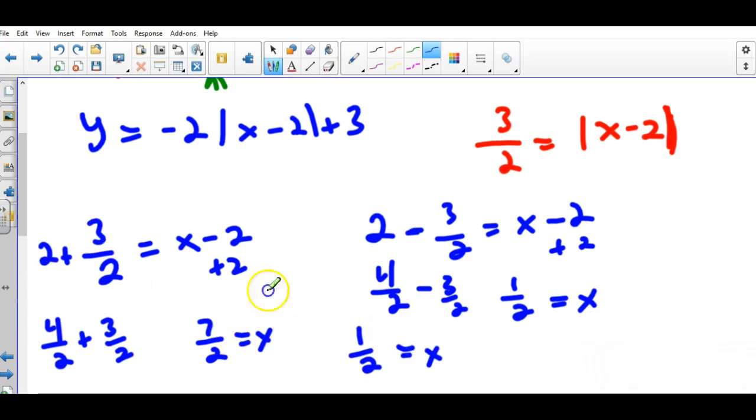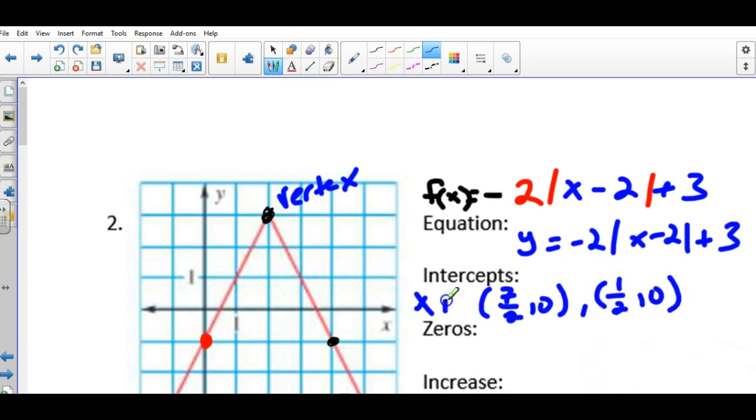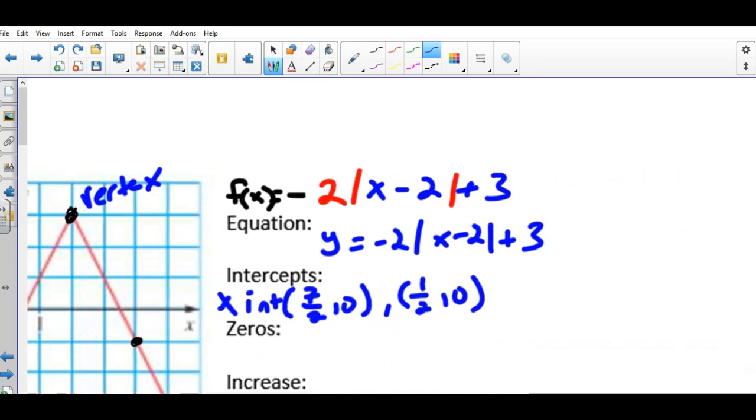So again, when you write them out, you have 7/2, comma 0, and you have 1/2, comma 0. Those are the x-intercepts. Now we got to find our y-intercept.